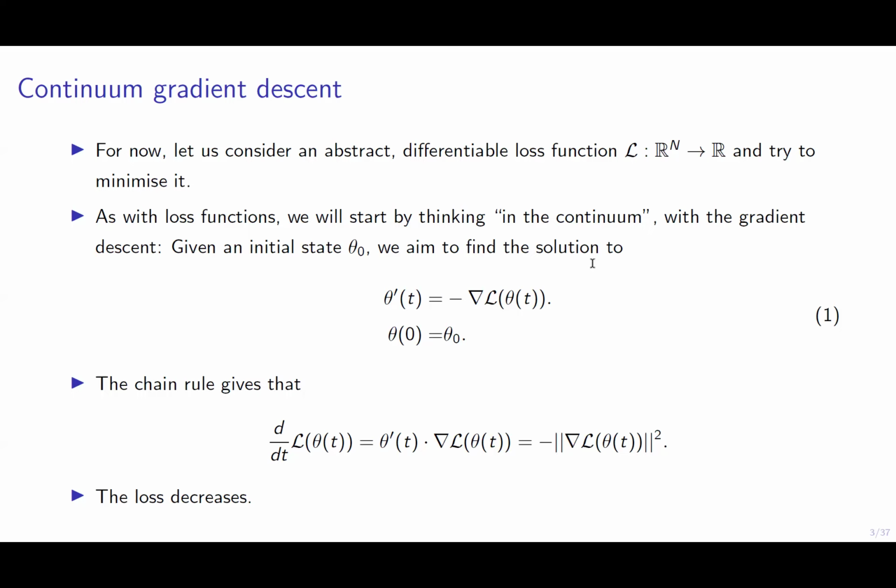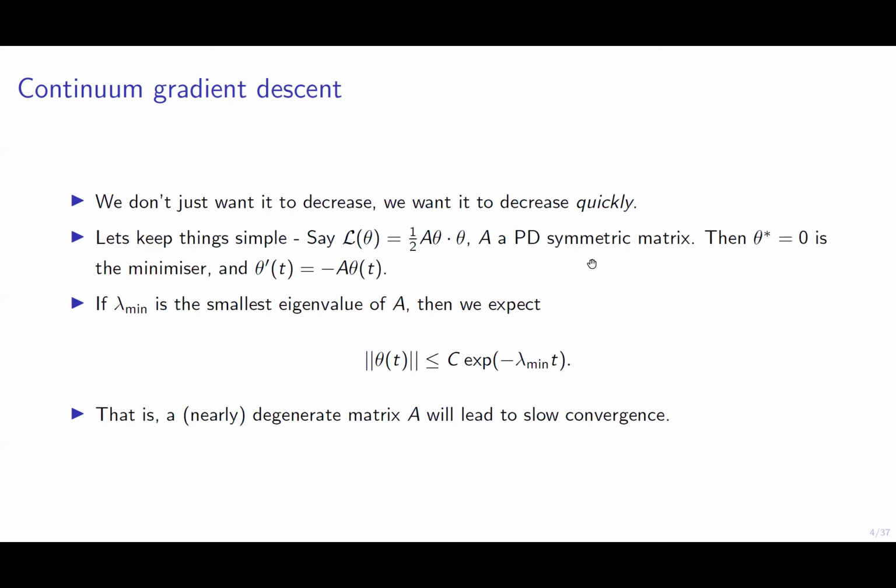And you can just apply the chain rule. And what you see is that if you have a solution to this equation, you take the derivative of your loss function and you get something which is negative norm of the gradient of the loss squared. So this is good because it means that our loss is going down, right? But of course, we don't just want the thing to decrease, we want it to decrease quickly.